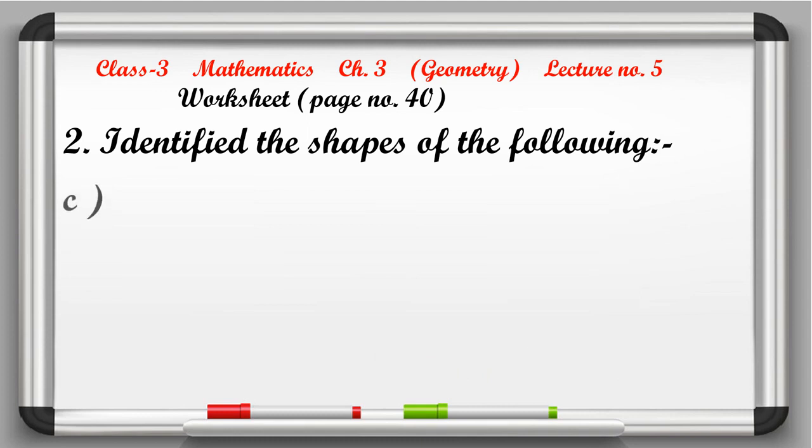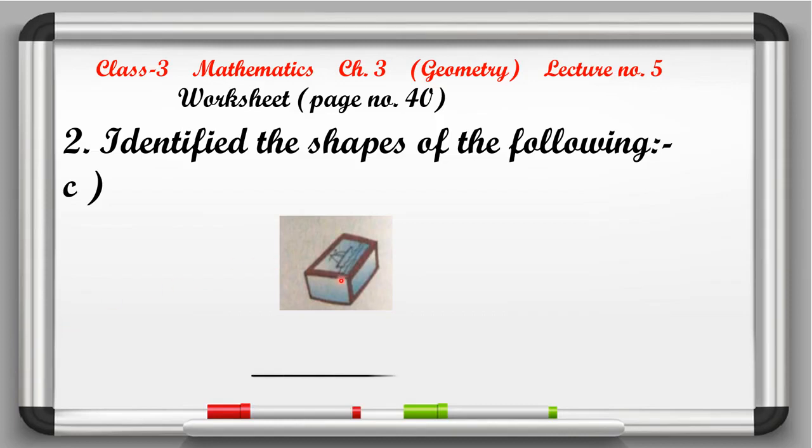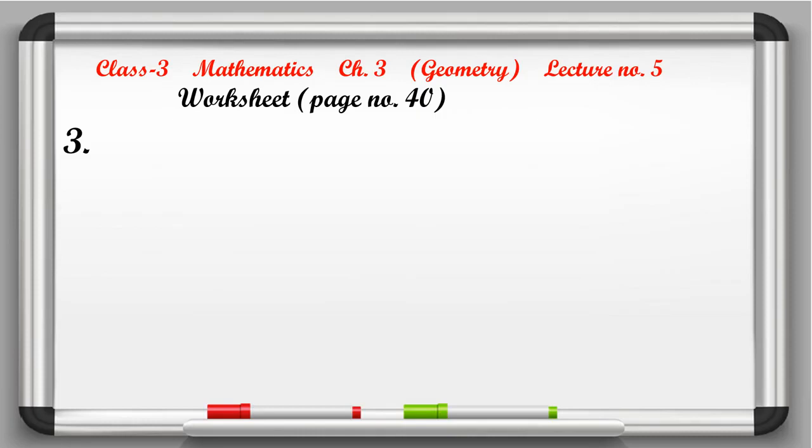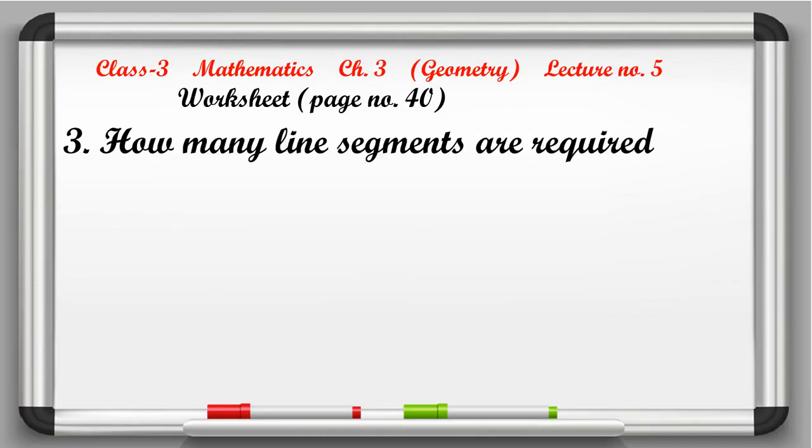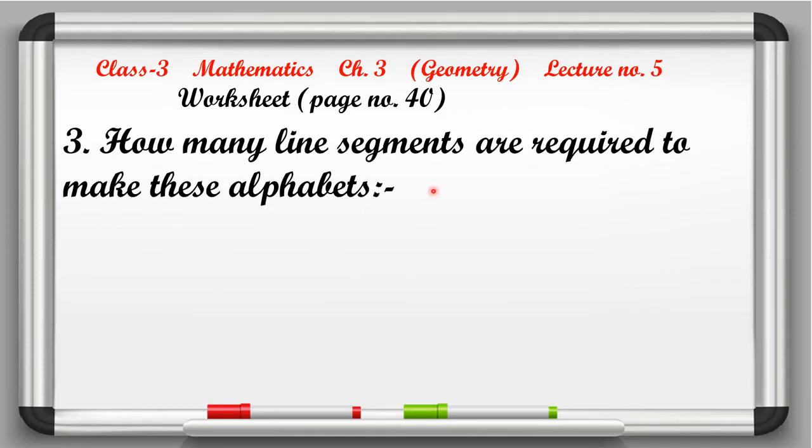Now in C part, this object is given, and which object is this beta? This is a box. What is the shape of this box? That is cuboid. So here we will write C-U-B-O-I-D, cuboid. This is a cuboid shape object. Now question number 3, it is given how many line segments are required to make these alphabets. Here we have given some alphabets beta, and we have to count how many line segments are needed to draw that alphabet.